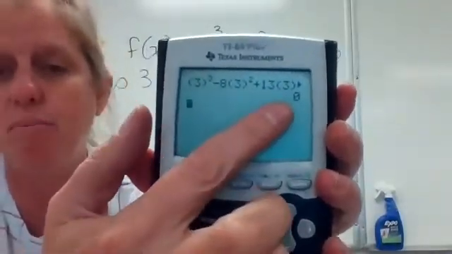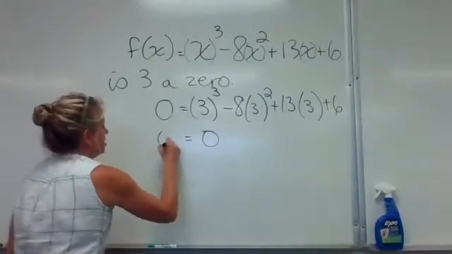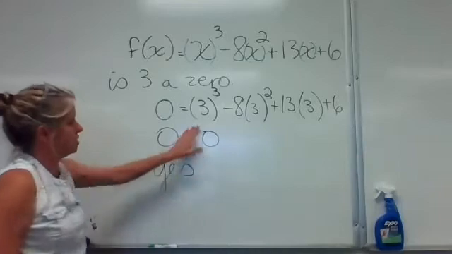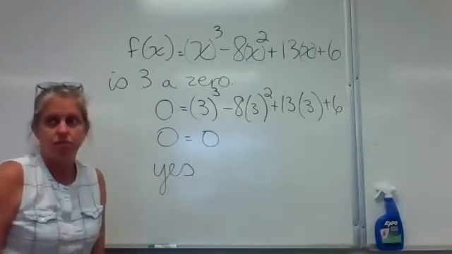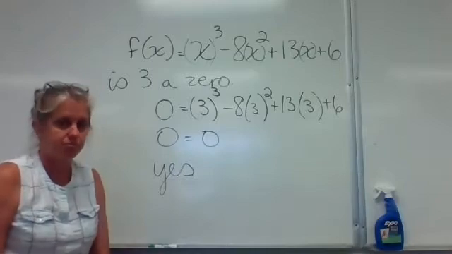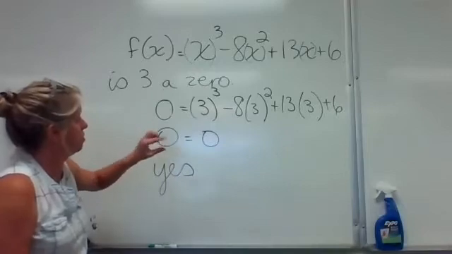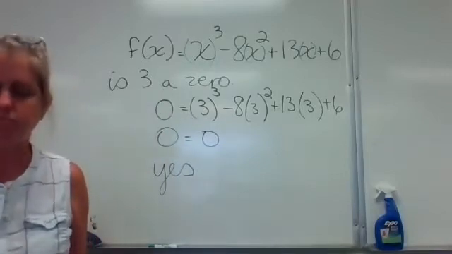And it does tell me that it is equal to 0. So yes, 3 is a 0 of the function because when you replace all the x's with it, you do get a 0. Which means if I did put that in my y equals and graphed it, one of the places it's going to cross the x-axis is at positive 3.